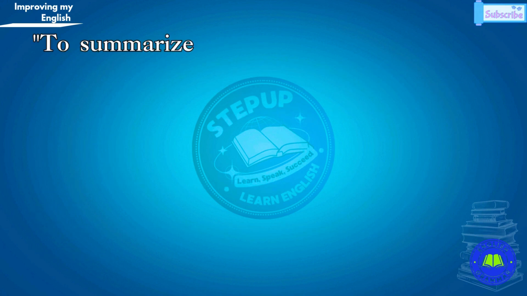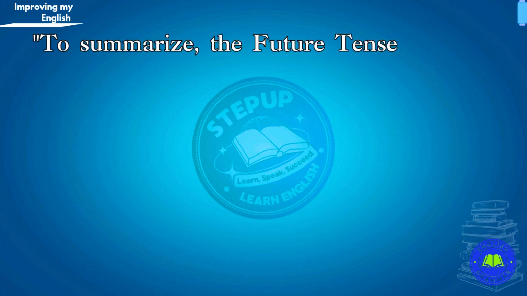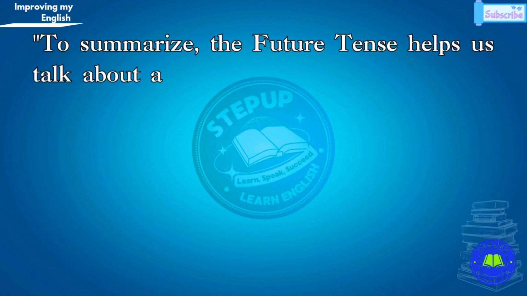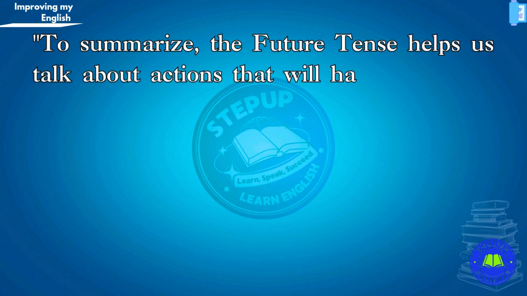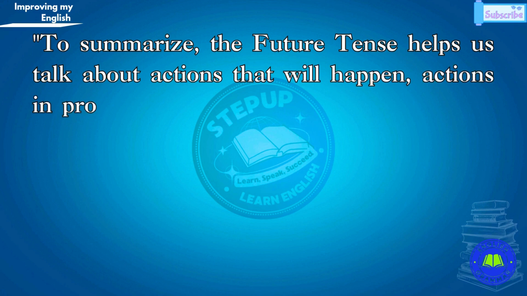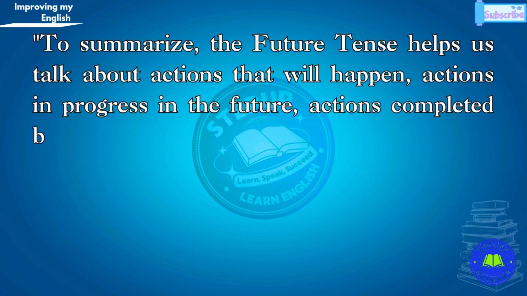To summarize, the future tense helps us talk about actions that will happen, actions in progress in the future, actions completed before a certain time, or actions happening over a period into the future.